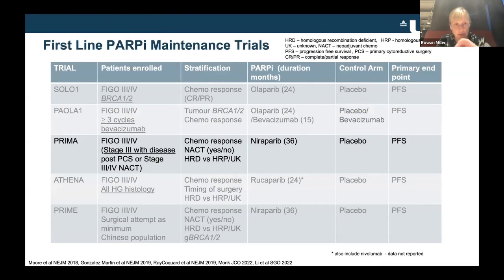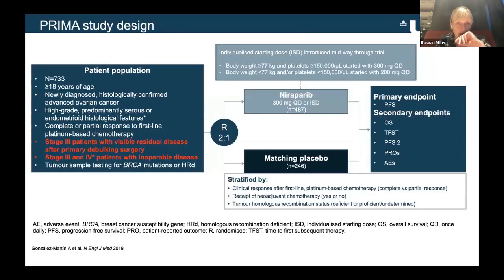And then the third trial I'm just going to talk about is the PRIMA study. This used a different PARP inhibitor, niraparib. The main difference with this study is it included more high-risk patients. So if you were a stage 3 patient and you had primary surgery, you had to have disease left behind. So these were the kind of old BEV high-risk patients, so residual disease, no surgery, stage 4, etc. And they were randomized to niraparib or placebo.